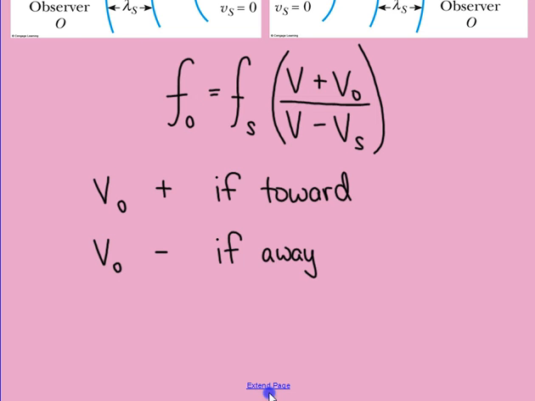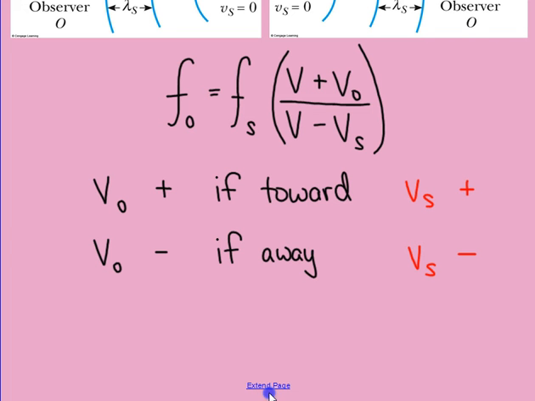The same thing goes with the source. If the source is moving toward the observer, then the source speed is positive. If the source is moving away from the observer, then the source speed is negative. If they're both moving toward each other, then both of their speeds are positive. If they're both moving away from each other, then both of their speeds are negative.